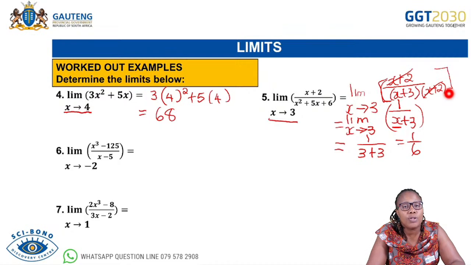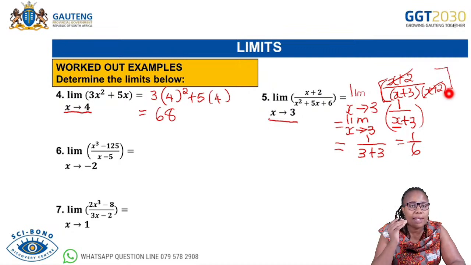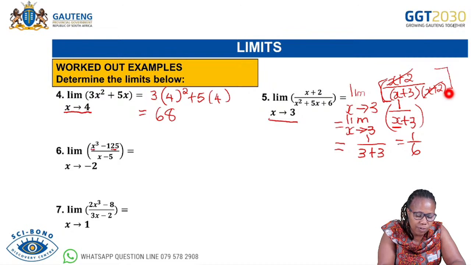Let's move on to number 6. With number 6 again, as you look at the problem, you see you are having a fraction. The minute we have a fraction, we check, is there any factorization involved? Yes. If you look at this, we can see that we are having a factorization of the difference of 2 cubes. That is why I've indicated to you that your factorization plays a major role in your limits.